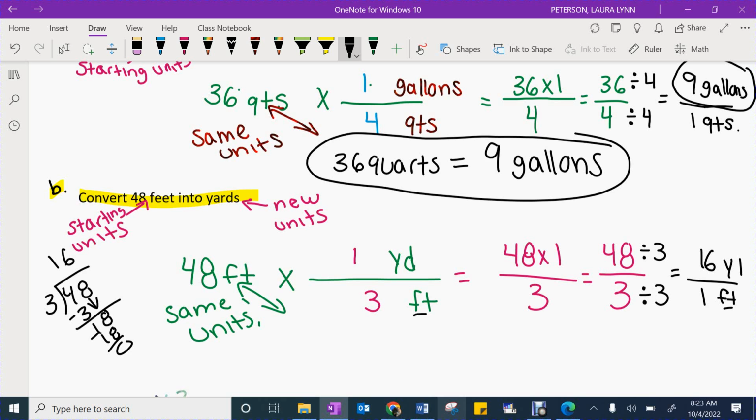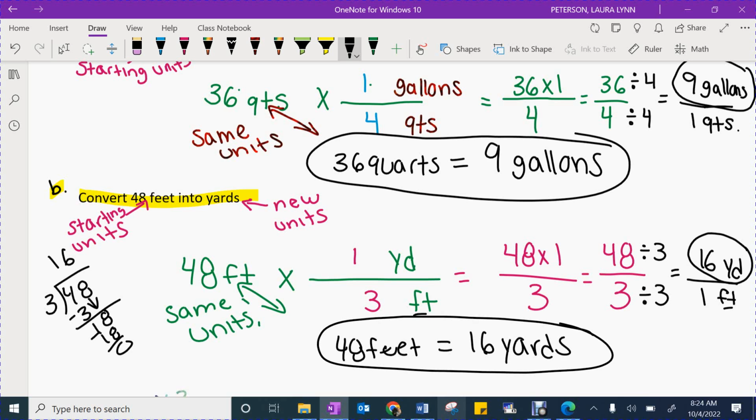16 what? Yards. When you write your answer, we are going to write it so that we begin with the starting units, 48 feet, equals, what are the new units we ended with? That was 16 yards. Circle your answer so you don't lose it. Of course, you can always pause the video if you need to.